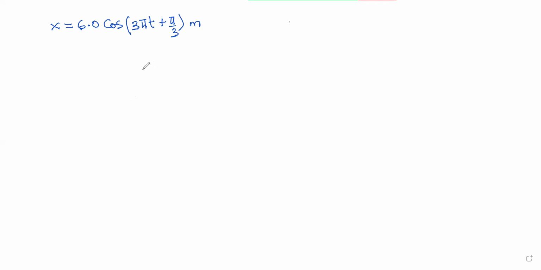What is A, the displacement, B, velocity, and C, acceleration at time t is equal to 2 seconds? We are given time to determine displacement, velocity, and acceleration.